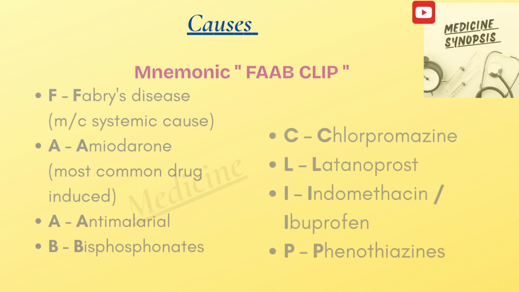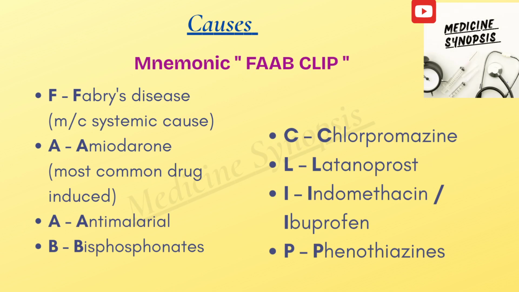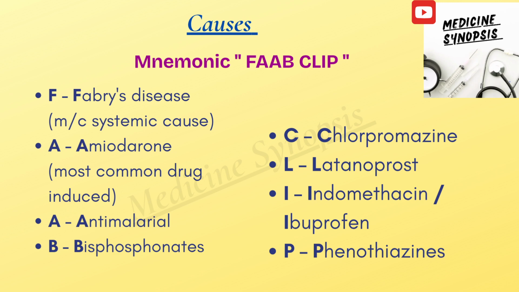Now let's know about the causes. Remember the mnemonic FAAB CLIP. Fabry's disease is the most common systemic cause, which is usually associated with a triad of features, that is angiokeratomas, neuropathy, renal involvement. Amiodarone is the most common drug-induced cause. Others include antimalarials, which include chloroquine, hydroxychloroquine, bisphosphonate, chlorpromazine, latanoprost, indomethacin or ibuprofen, phenothiazines.